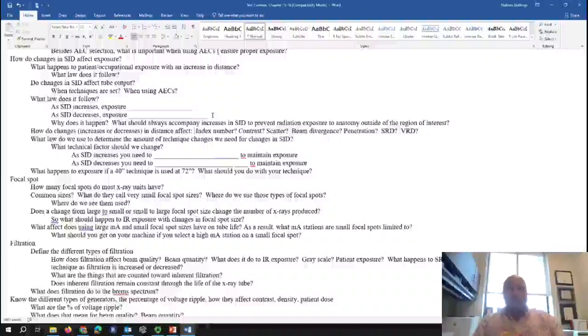What technical factors should we change? And that's universally going to be mass. As SID increases, you need to increase your mass to maintain exposure. So that's a direct square law. Inverse square law, you increase, something decreases. With direct square law, you increase, you increase. So you need to pay attention to the questions on the test.